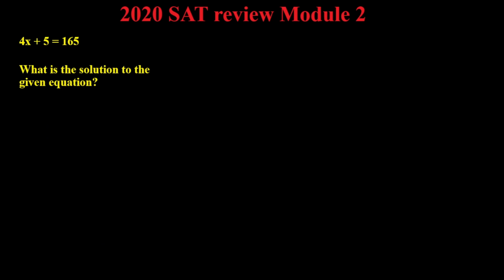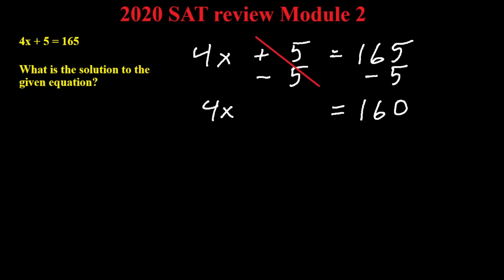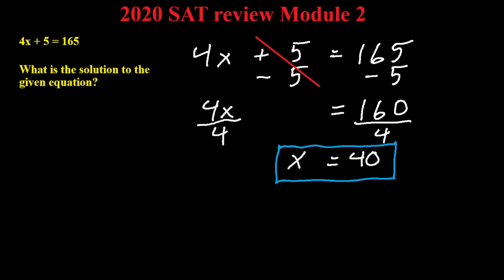For question 6, what is the solution to the given equation? It's a simple two-step equation. So I start by writing the equation. I need to isolate the x, so I have to subtract 5 from both sides. And to finally isolate x, we divide both sides by 4. And the final answer is x equals 40.